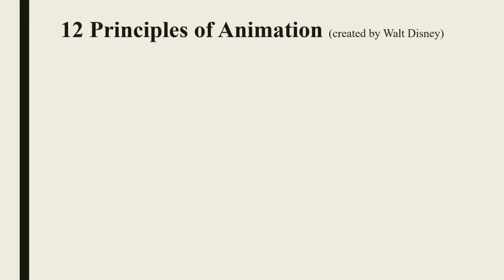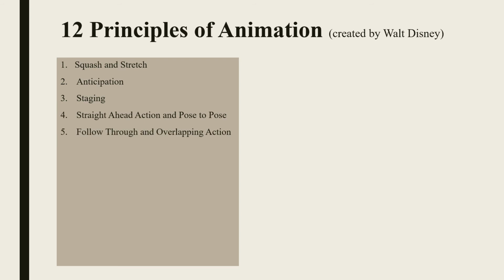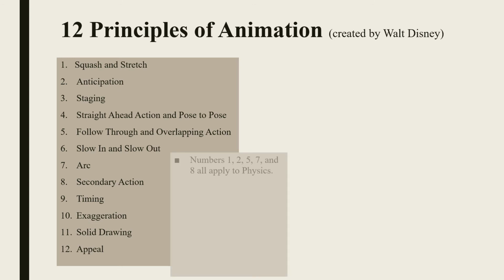So here are the 12 principles of animation that you've heard me say numerous times before, which were created by Walt Disney. First is squash and stretch. Second is anticipation. Third is staging. Fourth is straight ahead action, pose to pose. Fifth is follow through and overlapping action. Sixth is slow in and slow out. Seventh is arc. Eighth is secondary action. Ninth is timing. Tenth is exaggeration. Eleventh is solid drawing. And twelfth is appeal.